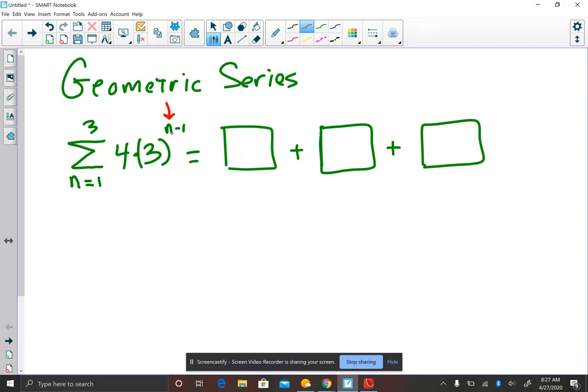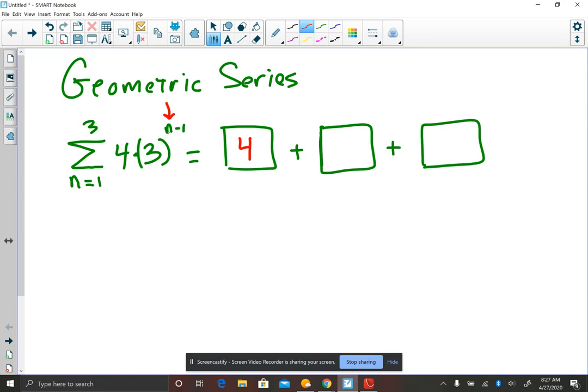So when we put a 1 in there, we get 1 minus 1 is 0. 3 to the power of 0 is 1. And 4 times 1 is 4. So this should look familiar. We should be able to recognize this is an explicit form of a geometric sequence, which helps us look at a list. Now this expression right here just means we're going to add it up.